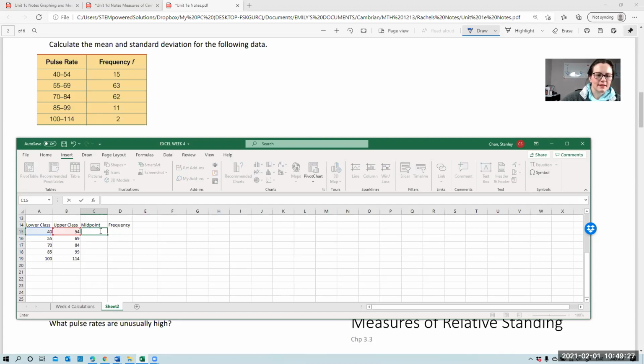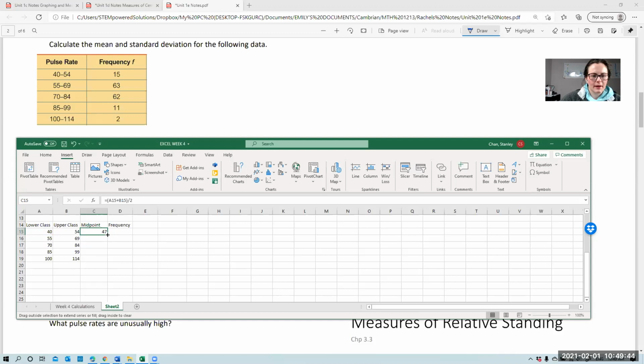Okay, so that's obviously not doing it correctly. So I need to add in brackets. So it's going to be bracket lower class plus my upper class, and then I have to close the bracket and then divide by 2. So it's very important that you add in brackets there. Otherwise, it's not going to calculate the correct midpoint.